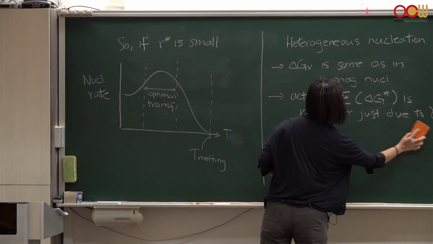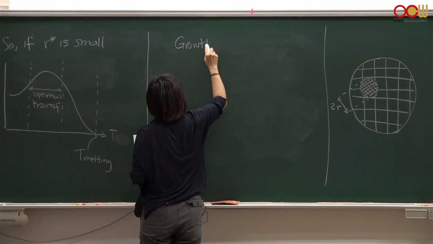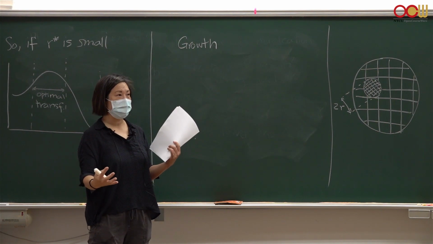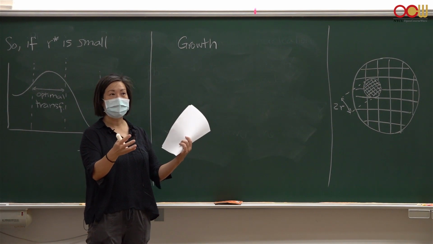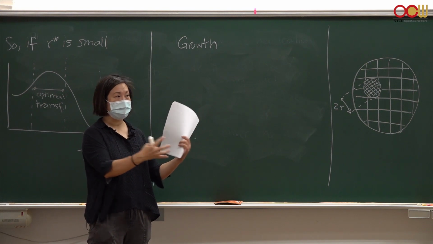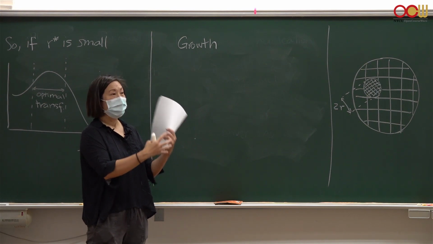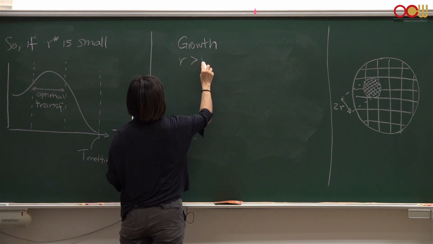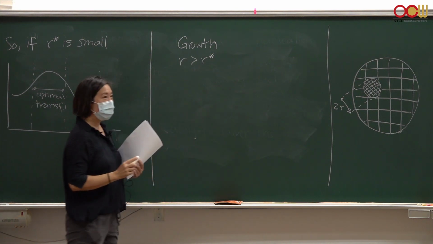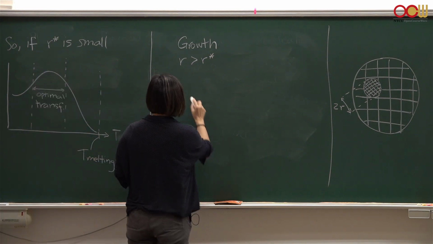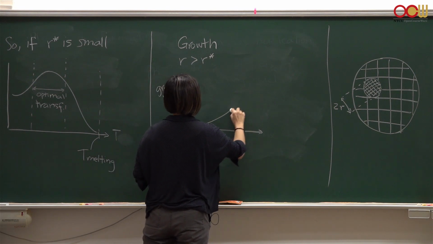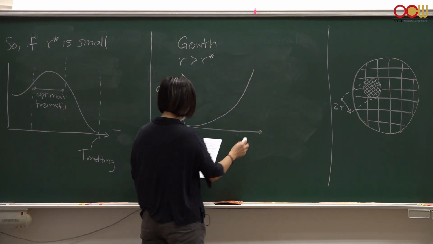So that's nucleation, and then growth. Growth happens once you have nuclei that are bigger than R star, right? Because if you have nuclei that are smaller than R star, they'll dissolve away. They won't grow. But if R is greater than R star, then you'll start to have growth. And the growth rate is a function of temperature, and it looks something like this.